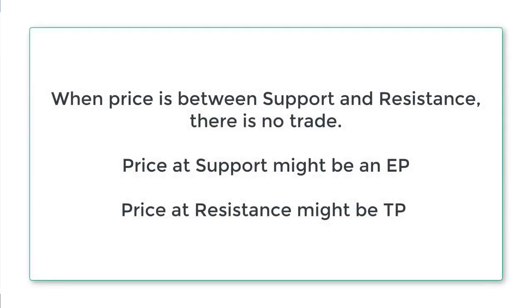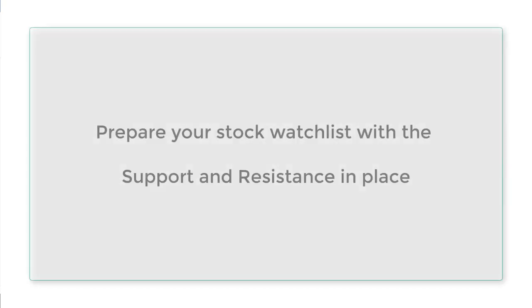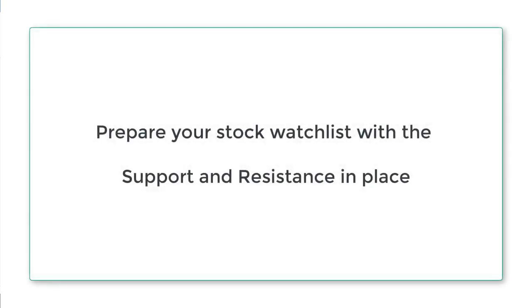Maybe you see that the price is in between support and resistance. There's nothing much for you to do at that point. But once you see the price going back to the support, that might be a time for you to EP. When you see the price going up to the resistance, that might be a time for you to TP. Support and resistance gives you a price which you can take action on. And when you have a lot of shares to monitor, having a very good list of support and resistance prices for your watch list, for your stocks, will be very helpful.